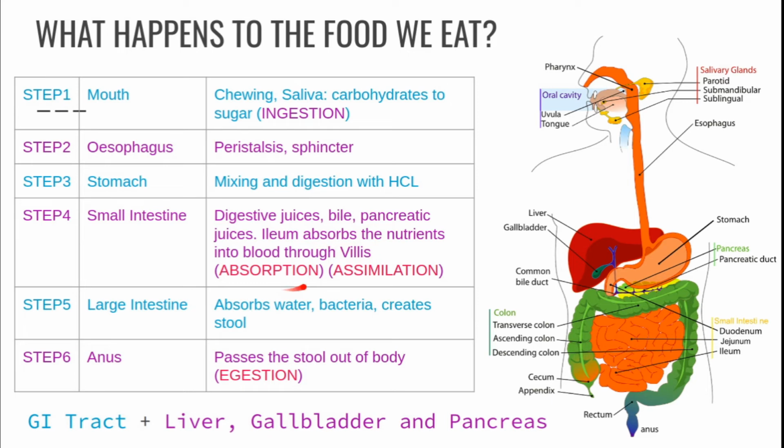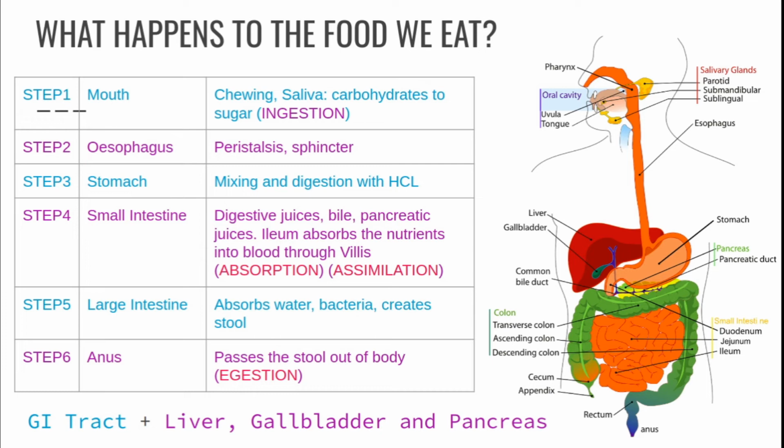Now the nutrients present in the blood carry all these nutrients to the different parts of the body, and they use those parts of the body for constructing the complex structures, and this process is called assimilation. So assimilation is once the simpler food components are absorbed by the blood in the small intestine, they are passed to the different parts of the body, and there they are used by the different organs for their own functions, and this process is called assimilation.